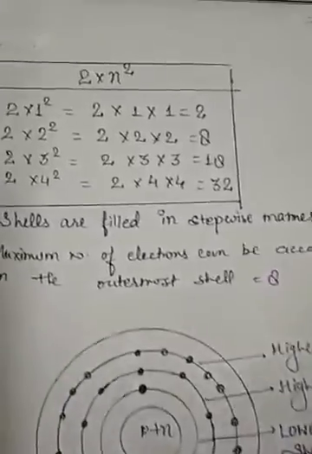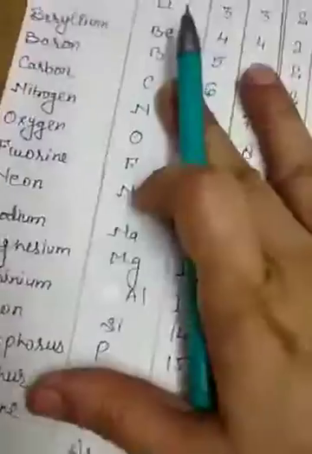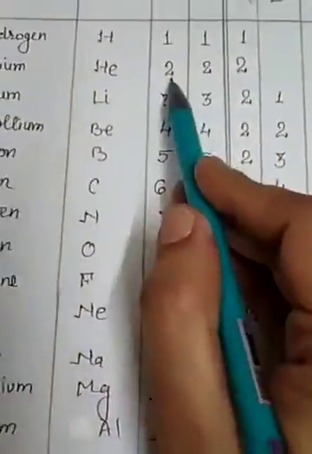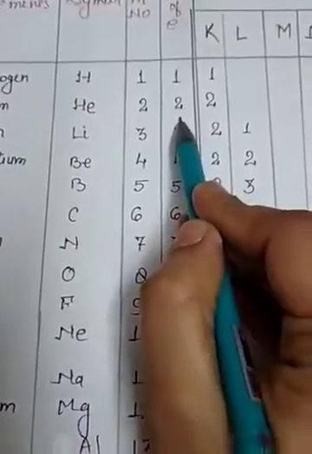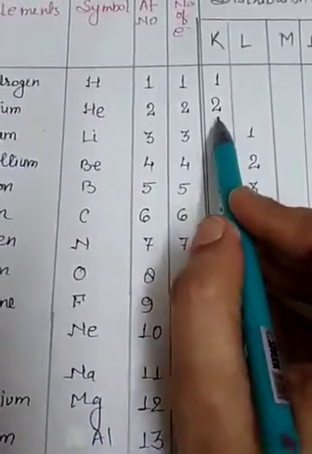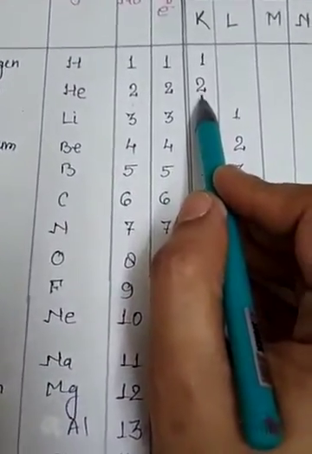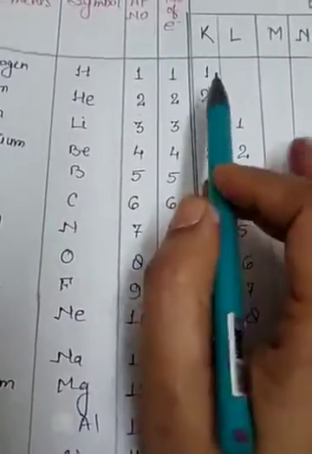Got it? Okay. So like this, helium: the atomic number of helium is 2 and the number of electrons will also be 2, and in the K shell we can have a maximum of 2 electrons, so place 2 electrons in the K shell.